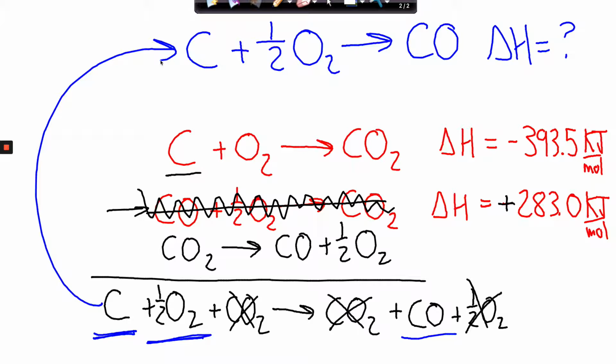If these add up to this, and they do, if these add up to this, then their energy changes add up. So guys, what we now need to do is add these up. And you get negative 393.5 plus what is now a positive 283, and that leaves us with negative 110.5 kilojoules per mole. And Maddie, in this case, we would need to put the per mole because the original question said, what is the enthalpy?